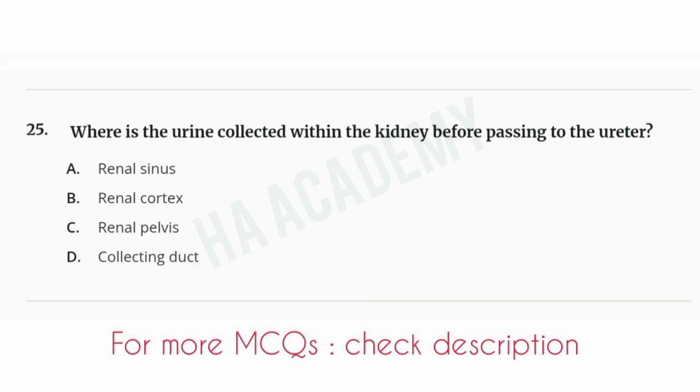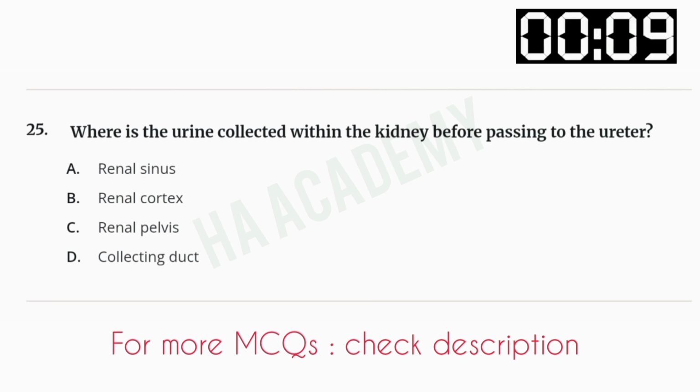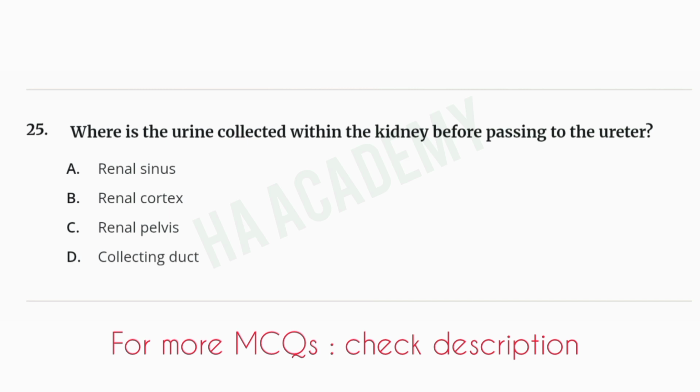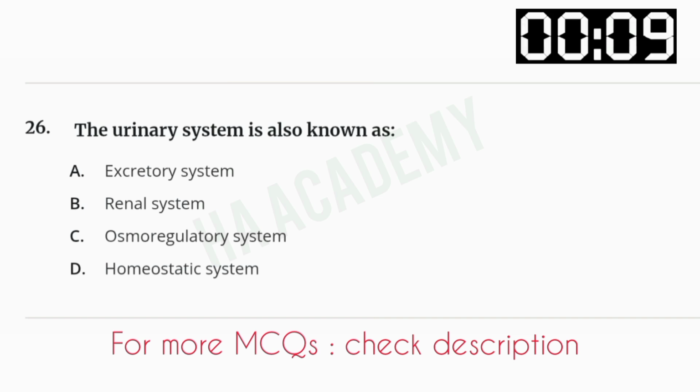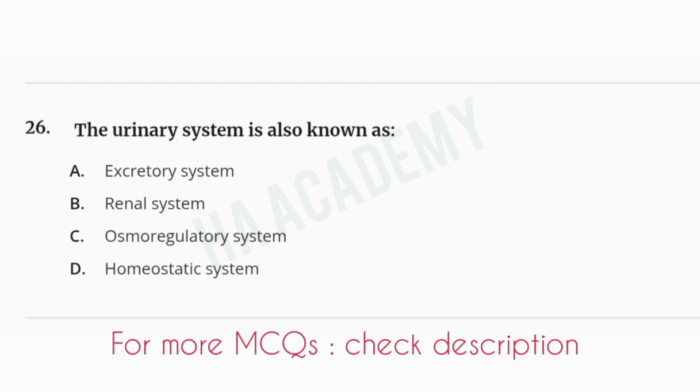Where is the urine collected within the kidney before passing to the ureter? The correct answer is renal pelvis. The urinary system is also known as... The correct answer is renal system.